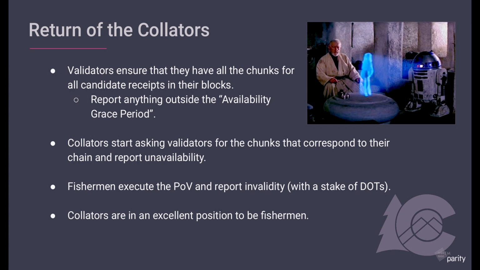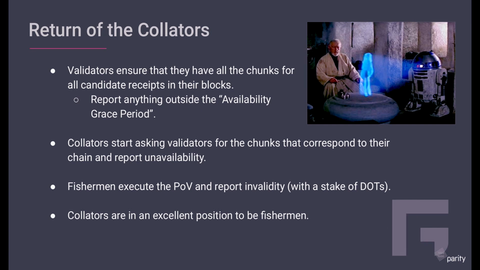And so they're just going to start asking for their chunks from the validators and reconstruct these blocks. And if they can't, then they're just going to flag this as: this block is unavailable and should be thrown out. And then fishermen, which also exist on parachains, are also nodes that are going to ask for these PoV blocks back, but they're actually going to execute them and report if they're invalid. So you can see that collators are in a really good position to also be fishermen because they're already asking for this information anyway.